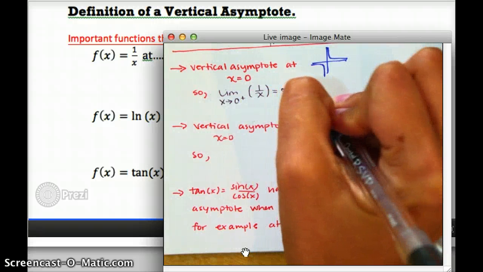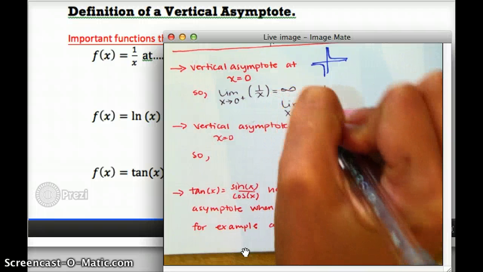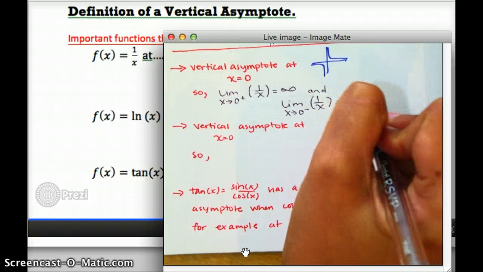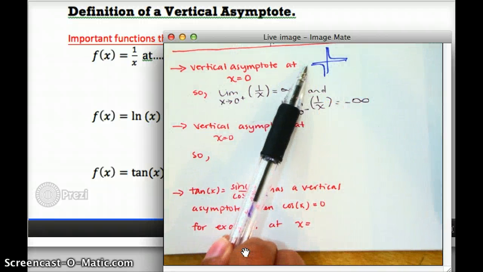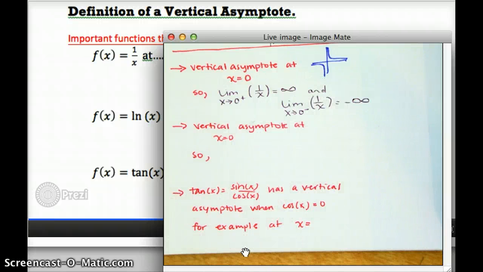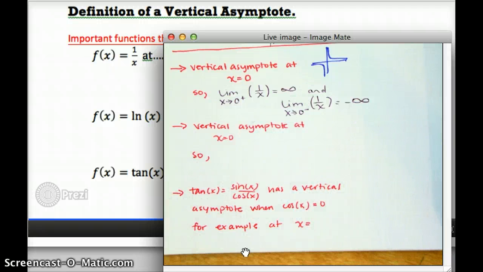And we can also say that the limit as x approaches 0 from the negative side of 1 over x equals negative infinity. And that's because coming from the left, going towards 0 on the x-axis, the y values decrease. These you can take as given limits now, and we're going to use them and apply them to other examples.